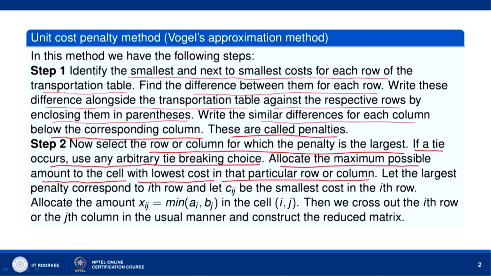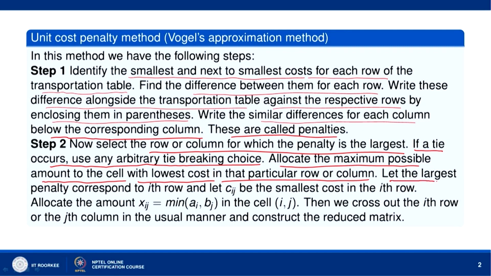Then to that cell which is having lowest cost Cij, we shall allocate the maximum possible amount, that is the minimum of Ai and Bj, where Ai is the amount which is available in that row, and Bj is the demand for that column. So, for Ai and Bj, we will take the minimum value of that.